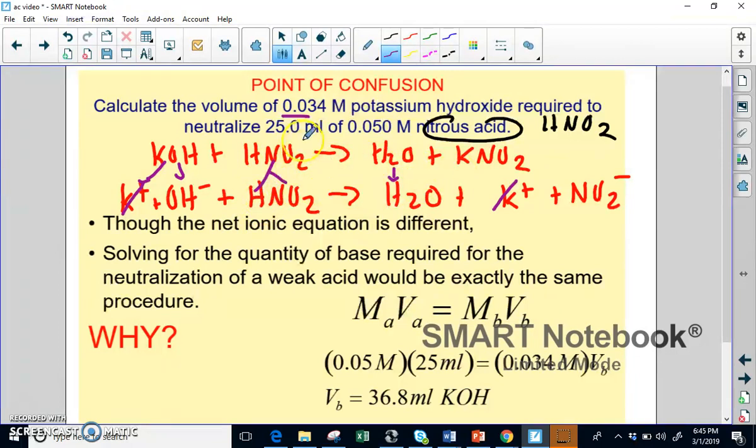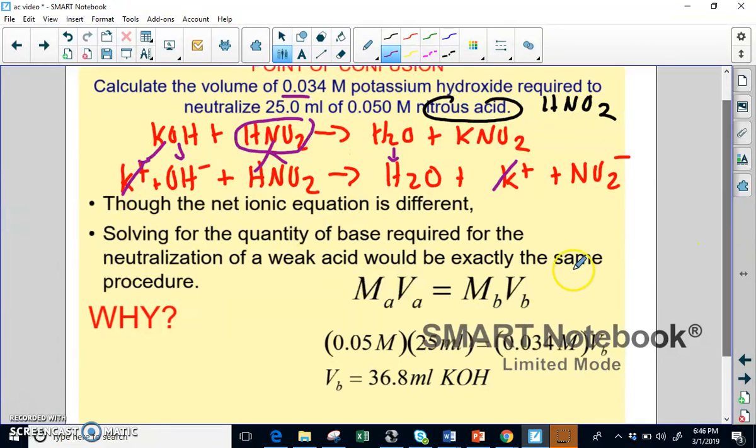So once you neutralize some of this, it will then dissociate more, and it will dissociate until it's completely gone. So for these problems, whether you have a strong acid reacting with a strong base, or a strong acid reacting with a weak base, or the other way around, the answer is the same. Because once the amount of this that ionizes is neutralized, it's going to ionize more, and it will ionize until it's completely used up. So the answer ends up being the same, no matter whether you have a strong acid with a weak base or a strong acid with a strong base. The answer ends up being the same.